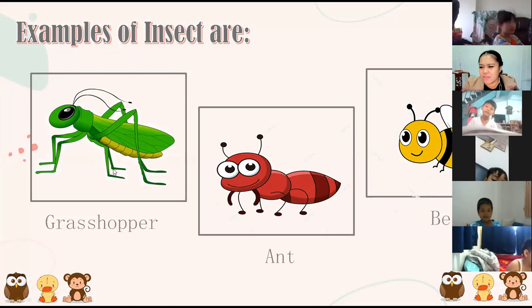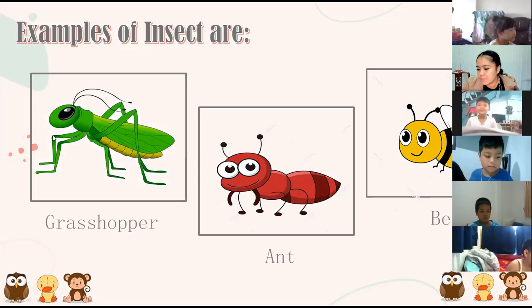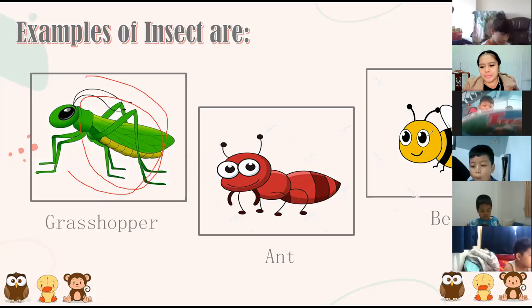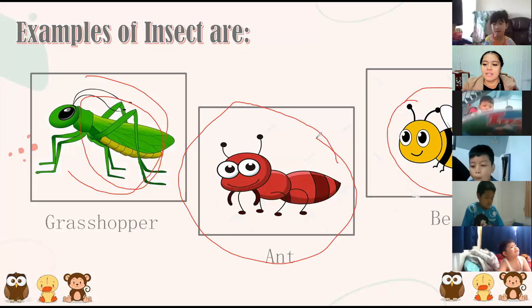What's this again? I forgot the name of this insect. Can you tell me? The green one? What insect is this again? Can you tell me the name? Grasshopper. Very good. How about this one? Bee. And this one? Ants. Good job. They are all an example of insect.